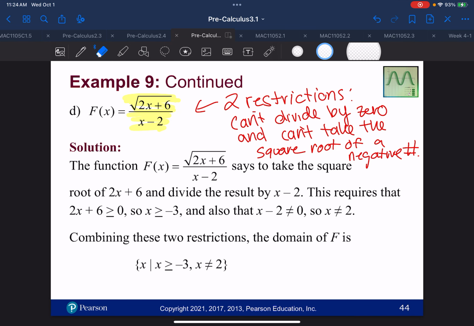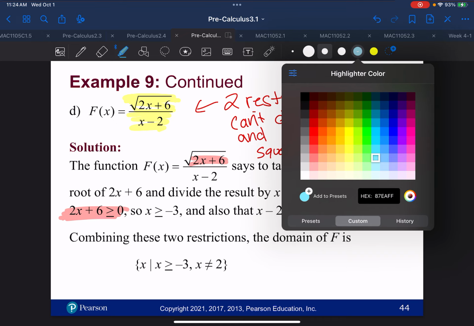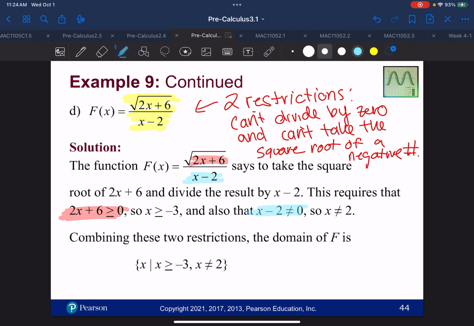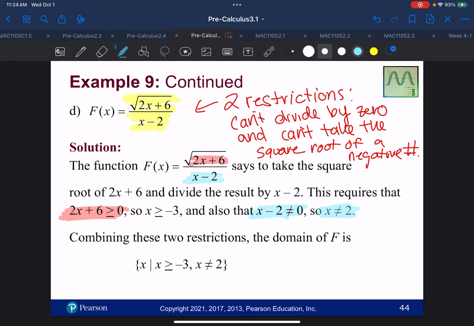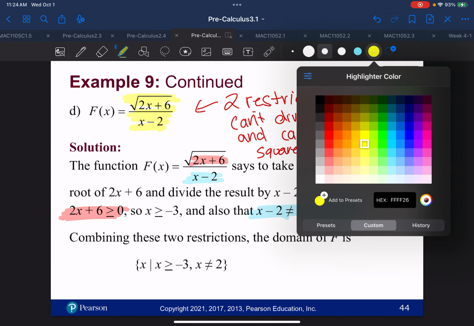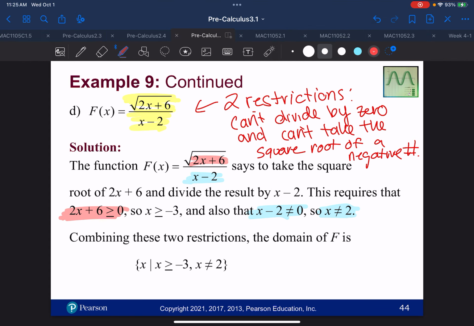I need 2x plus 6 to be greater than or equal to 0. And I need x minus 2 to not equal 0. So therefore, I get that x cannot equal 2, and x has to be greater than or equal to negative 3.